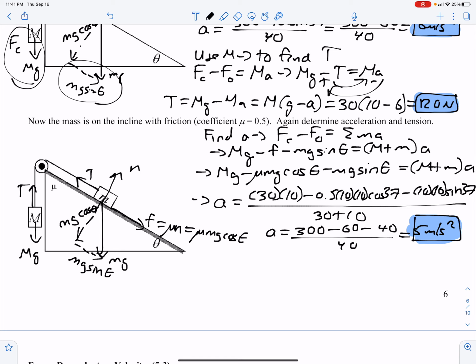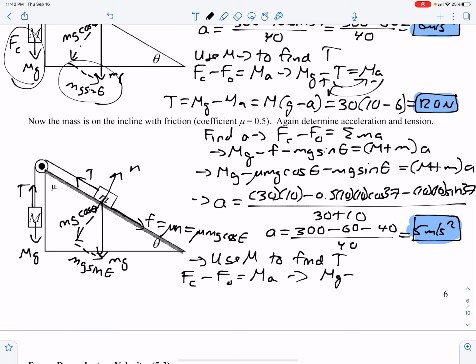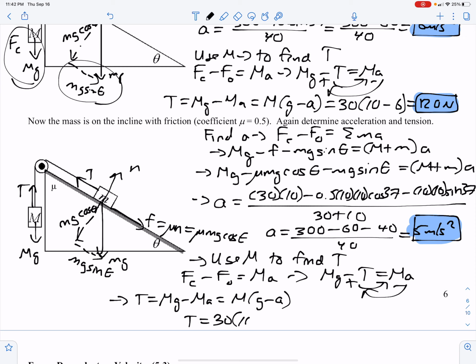Finding the tension, I'm going to use big M to find tension. So for big M, we're going to use causing force minus opposing force equals big MA. The causing force of that particular acceleration would be big Mg minus the tension that opposes it equals big MA. Let's add tension to the right, subtract MA to the left. And tension equals big Mg minus big MA, or big M times the quantity of g minus a. So this would be 30 times 10 minus 5, 30 times 5, or 150 newtons.